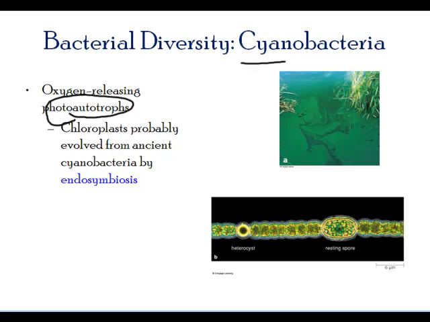Cyanobacteria actually were the ones that, because of photosynthesis, were able to release oxygen, and this oxygen, once it reached a significant amount, allowed other organisms to survive, which are the aerobic organisms.